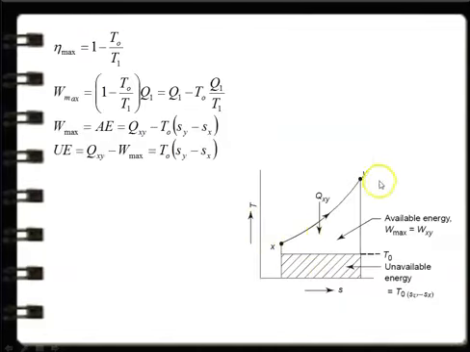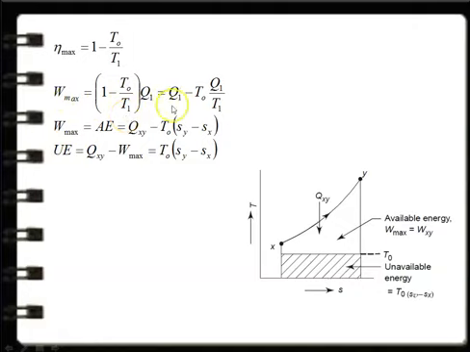Now look at the diagram. This is the heat supply process. Qxy is the heat supplied to the system, and this is the surrounding temperature T0. The shaded area is the unavailable energy, and the top portion in the TS diagram is the available energy, which is converted into useful work. So eta maximum equals 1 minus T0 by T1. T0 is the surrounding temperature, T1 is the temperature at which heat is supplied to the engine. So W max equals 1 minus T0 by T1 into Q1.